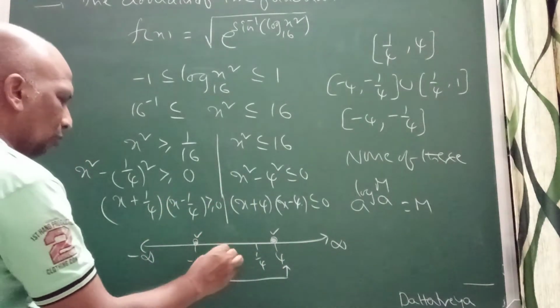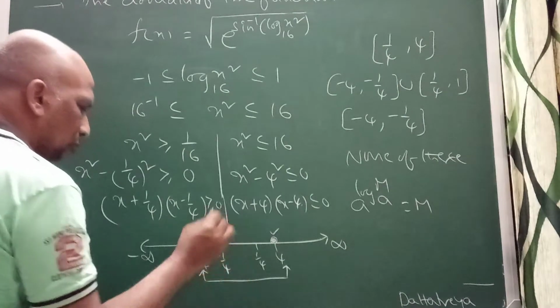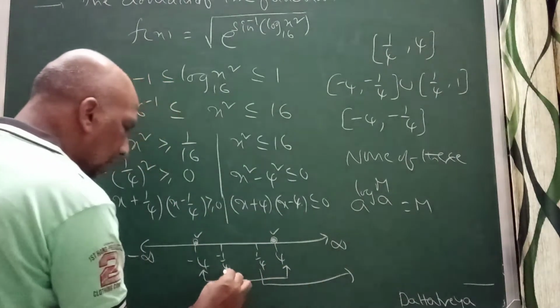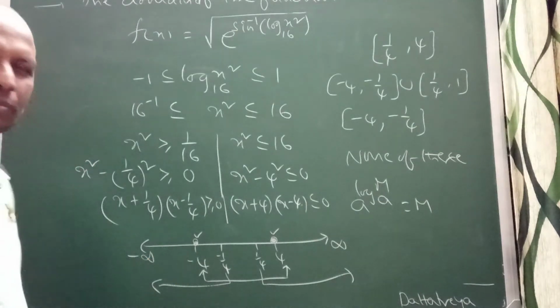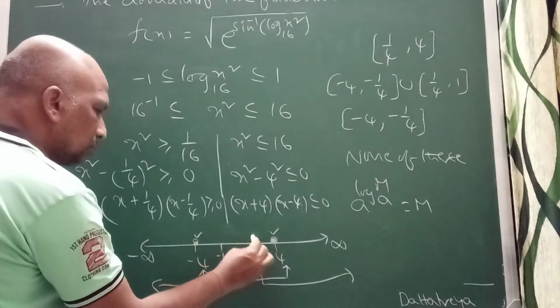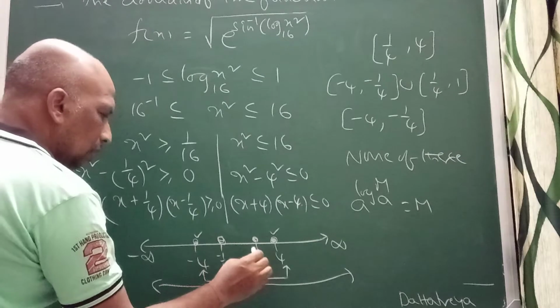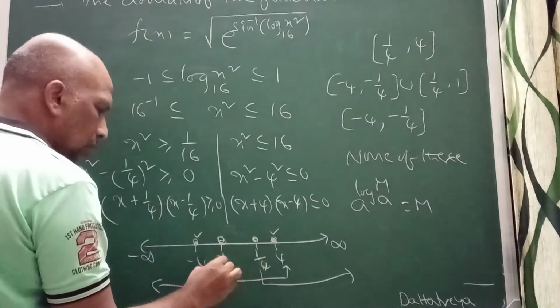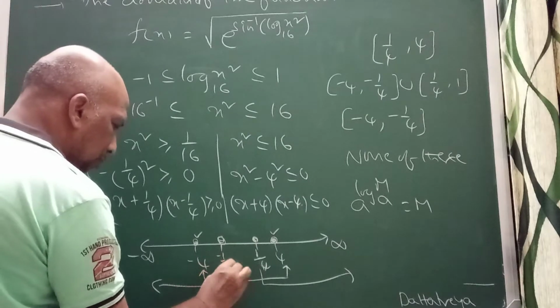Correct? Minus 1 by 4, I can consider minus 1 by 4. It does not lie between more than 1 by 4 and less than minus 1 by 4, correct? Including these values. This is 1 by 4, right? This is minus 1 by 4, right?